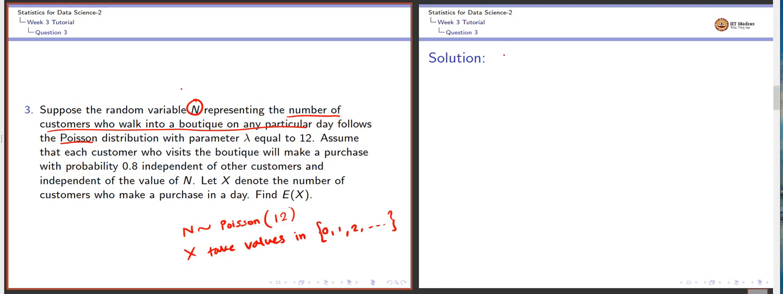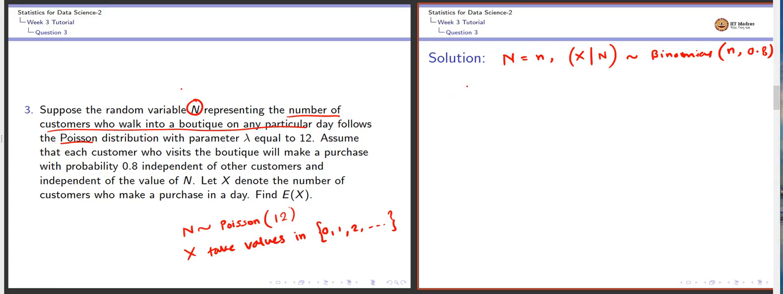So we can say that for given N equals small n number of customers, the customers make a purchase, right? So X given capital N. Given that the customers are coming to a boutique, how many customers are going to buy a product? The number of customers who are going to make a purchase in a day will be a binomial random variable with n equals small n and probability 0.8. Each customer will buy with probability 0.8 or will not buy with probability 0.2. So X given N follows a binomial distribution with parameters n and 0.8.